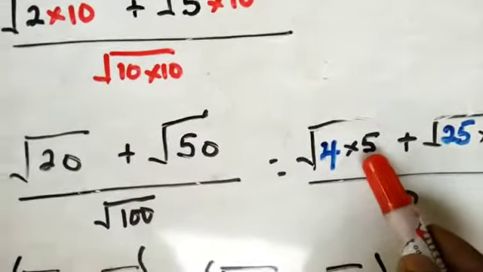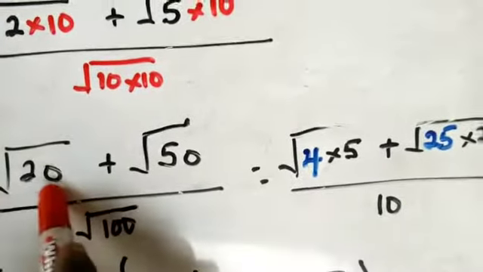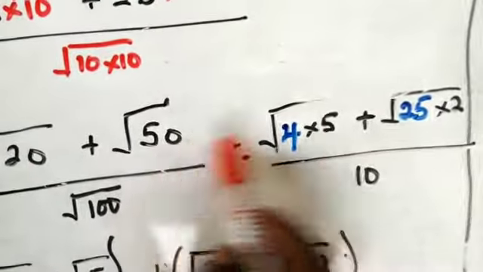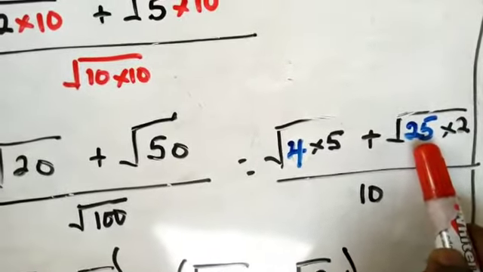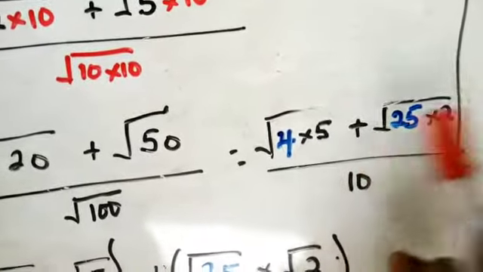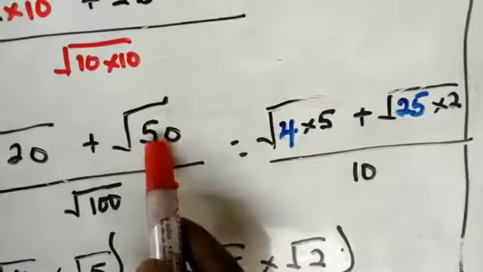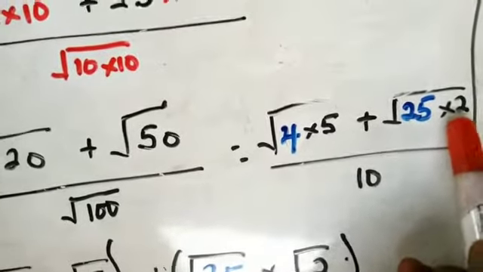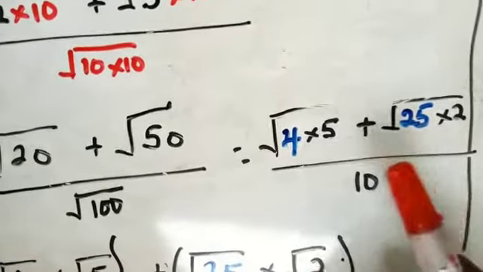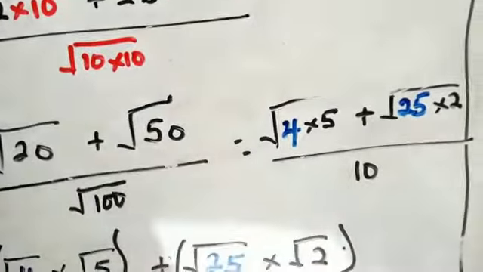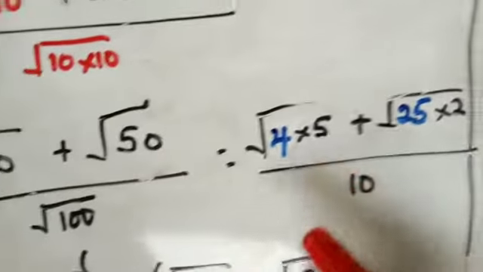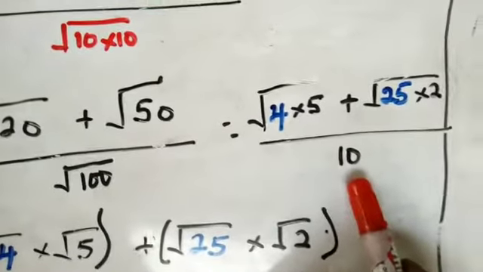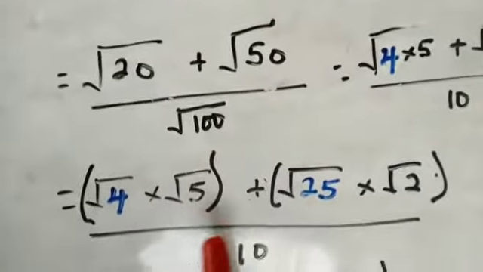So 4 times 5 gives me 20, the same 20 over here. Then 25 is the highest perfect number in 50, even though 4 is there, since 4 times something cannot give 50. So 25 times 2 gives me 50. The same thing, we are just splitting this into two. Is that okay? So let's move on. Now the bottom one, when I take the square root of 100, it gives me 10. Perfect.